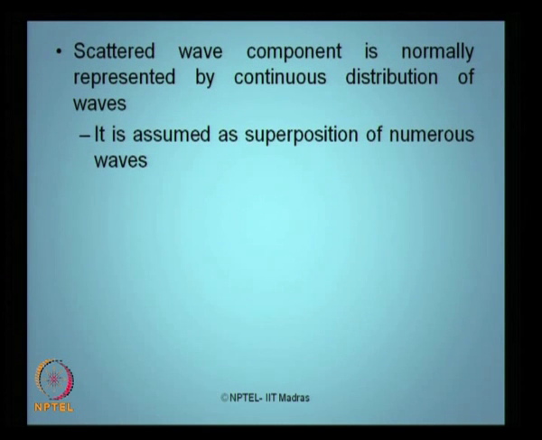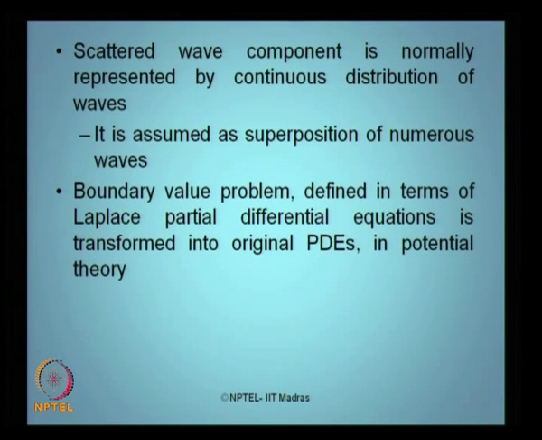The scattered wave component is generally represented by a continuous distribution of waves, because it keeps on scattering in all directions when the incident wave encounters a cylinder, but it is assumed to be a superposition of numerous waves using a specific theory. So it turns out to be a boundary value problem defined in terms of the Laplace partial differential equation, which is conveniently transformed to an original partial differential equation in potential flow theory.